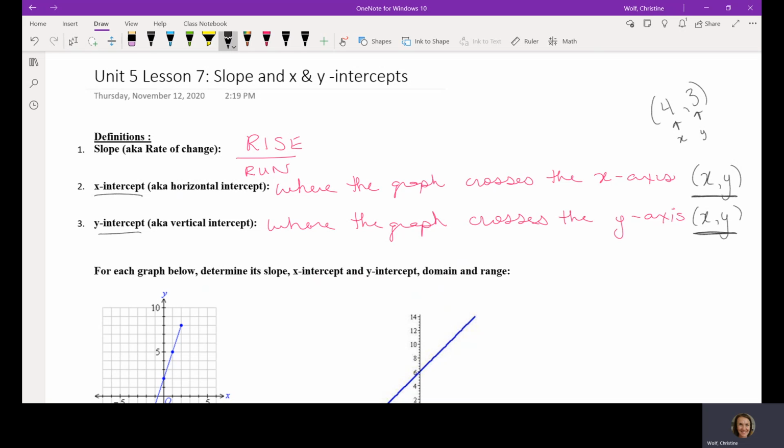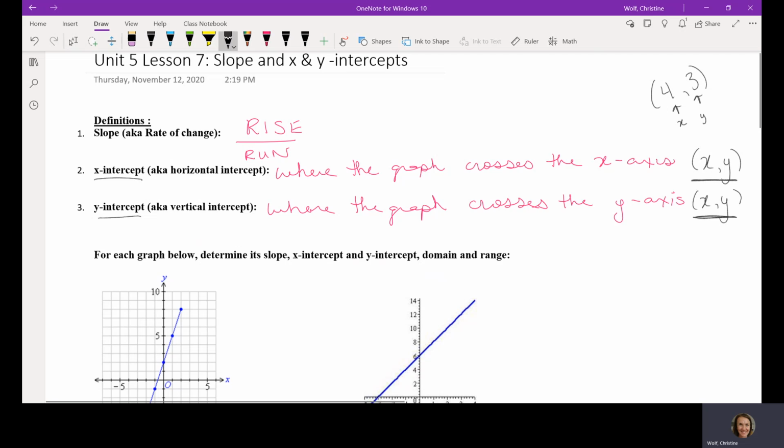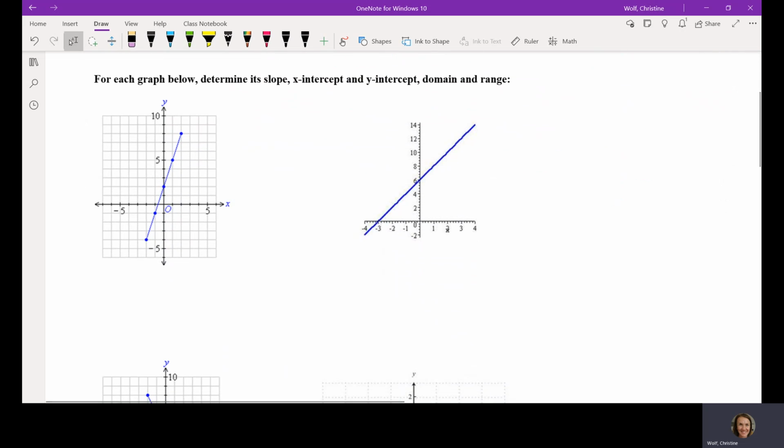All right. So for each graph below, determine the slope, the x-intercept, the y-intercept, and then we're also going to determine the domain and range. That was from last lesson, Lesson 6, and we're going to do domain and range again today because I know some students were struggling with it, so we're just going to do some more practice.